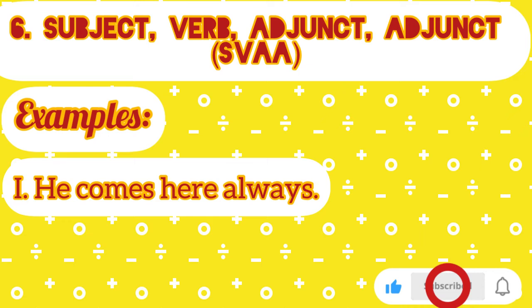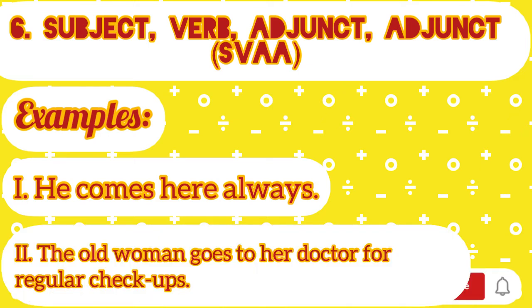Let's see another example. The old woman goes to a doctor for regular checkups. The old woman here is the subject of the sentence. Goes is the verb. To her doctor is one adjunct.